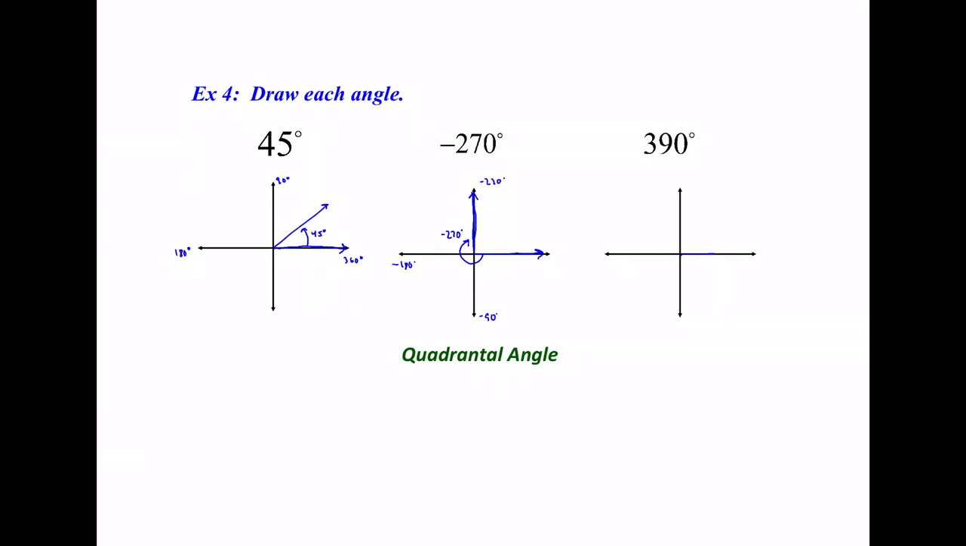390. Now, a full rotation is 360. So here's my initial side. If I go all the way around, that's 360. So where does the 390 fall? Well, it's 30 more than the 360. So you have to indicate from your initial side all the way around one full rotation and then 30 more degrees to your terminal side. So this angle is 390 degrees.